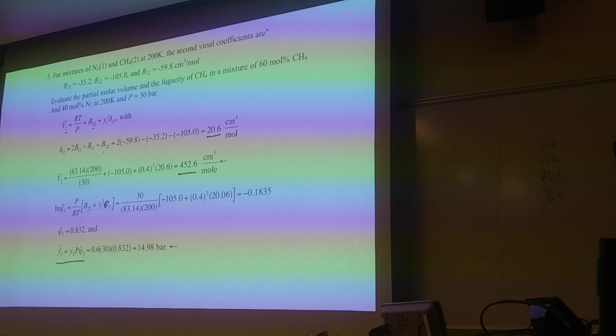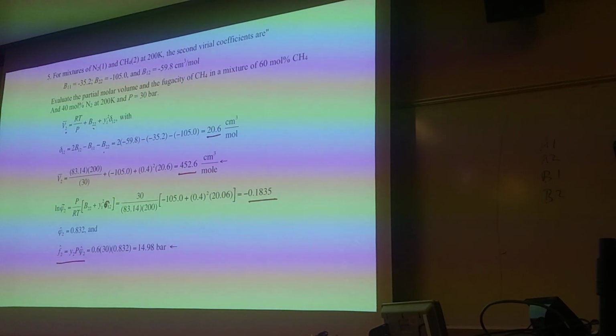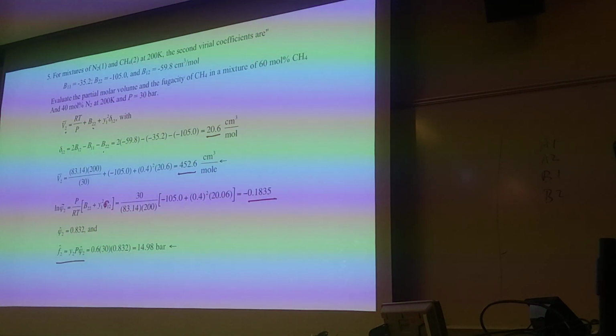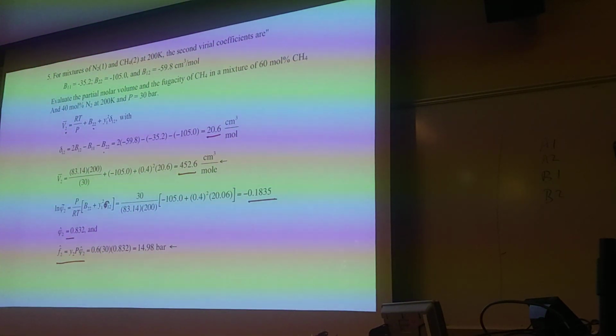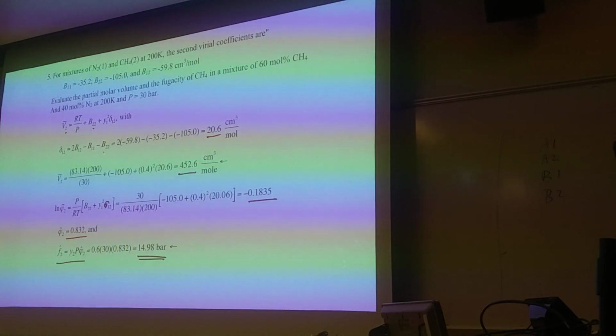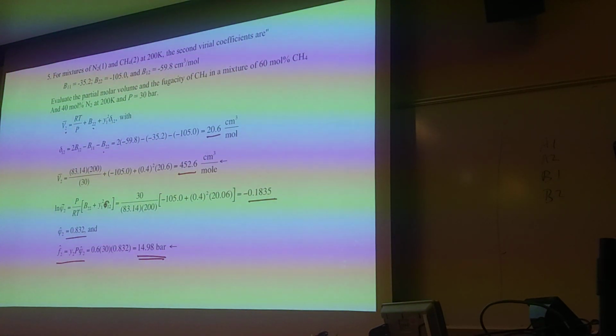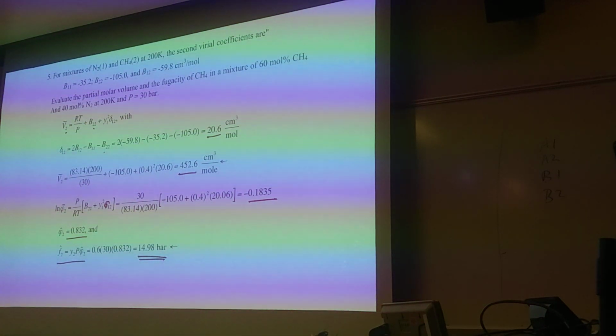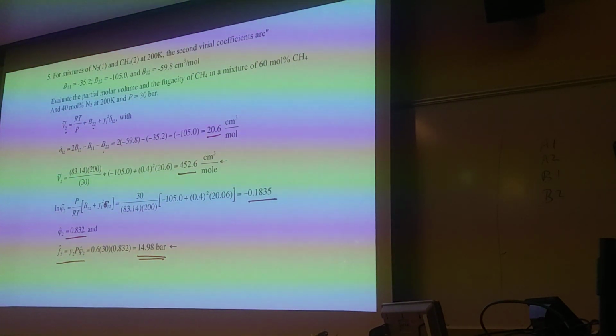So when I plug in those numbers, I end up with minus 0.1835, and exponentiating, I get a phi-hat 2 of 0.832, then it's a matter of plugging that back in, and I end up with a result of about 15 bar for my fugacity. Any question about this one?